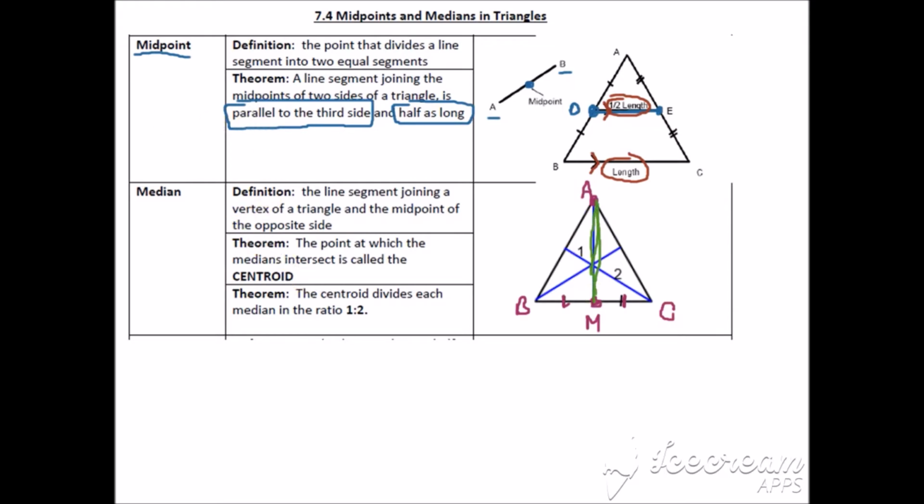Okay, and the theorem that we use sometimes is that the point at which the medians intersect is called the centroid. So this is a centroid. And the centroid divides each median into the ratio 2 to 1. What this means is from the vertex to the centroid would be 2 units, and from the centroid to the midpoint, it's going to be 1. So it's like a 2 to 1 ratio, or a 1 to 2 ratio.